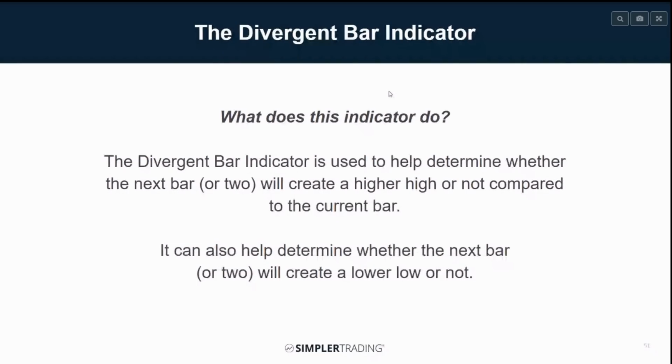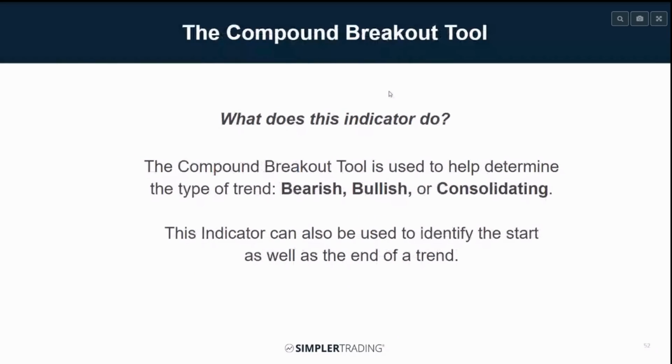And so what does the indicator do? Well, the divergent bar indicator is used to help determine whether the next bar or two will create a higher high or not compared to the current bar. And it can also help determine whether or not the next bar or two will create a lower low compared to the current bar.